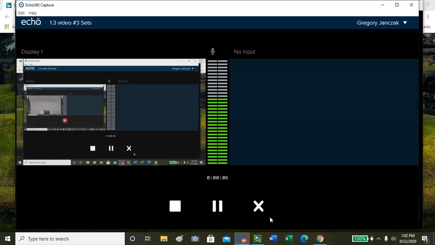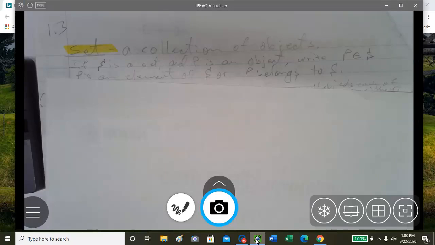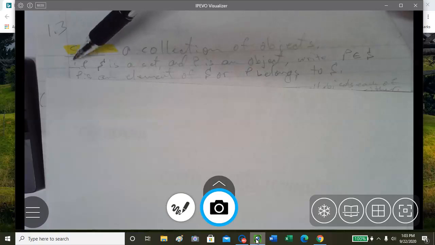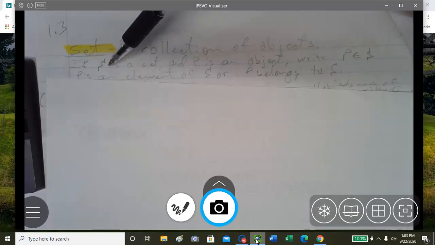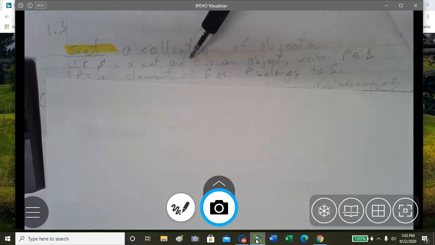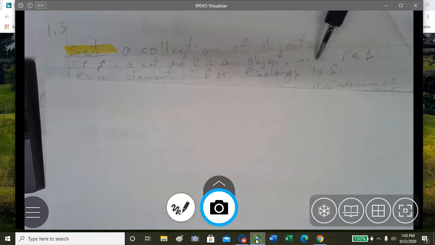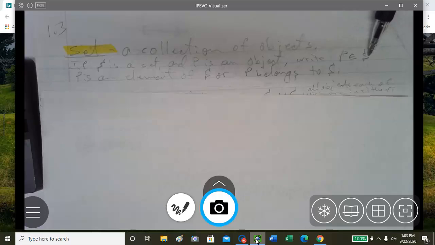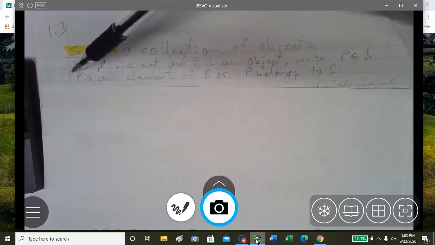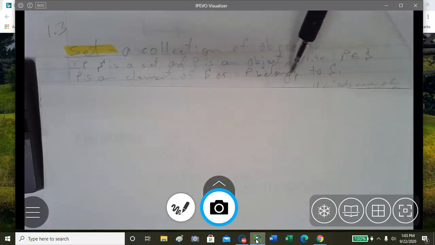Okay, this is lesson 1.3, and we're going to talk about sets. Basically, a set is a collection of objects. We'll call this set S. S is a set, and P is an object, written as P is an element of set S, or P belongs to S.